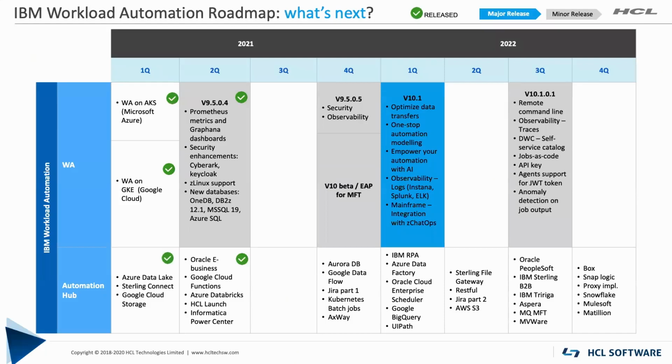Now let's recap the roadmap of the product with some dates. So as you can see, we are in 2021. We delivered in the second quarter a fix pack with some enhancements, especially for the user interface and some distributed features. And we are continuously also delivering new integrations on the Automation Hub. As you can see, we have plenty of them delivered and in plan for the next quarters.